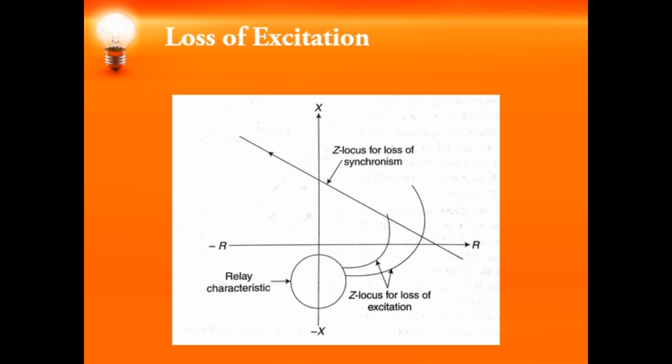For a large generator, whenever the generator loses its excitation, the locus of the equivalent generator impedance moves from the first quadrant to the fourth quadrant irrespective of the operating conditions. So the mho relay or the impedance relay should protect the generator against the loss of excitation. Next, coming to the protection against rotor overheating due to unbalanced three-phase stator currents.